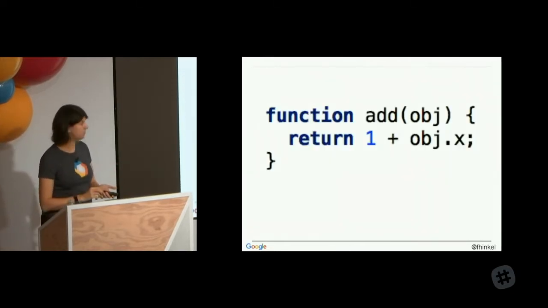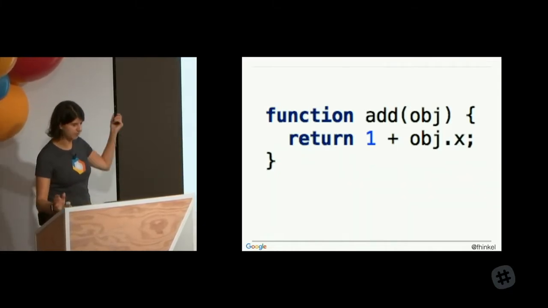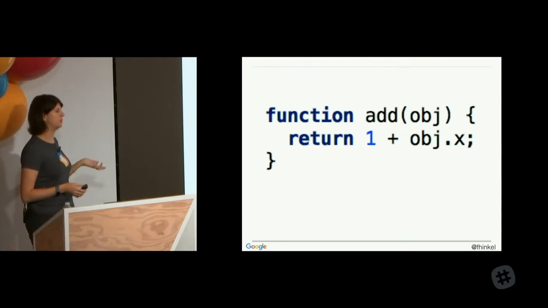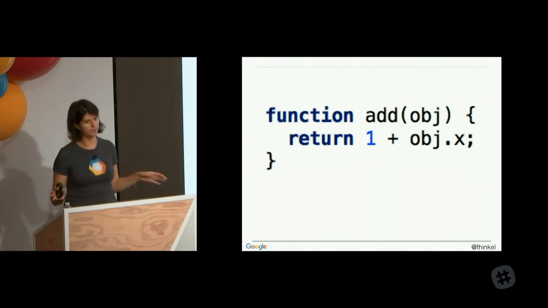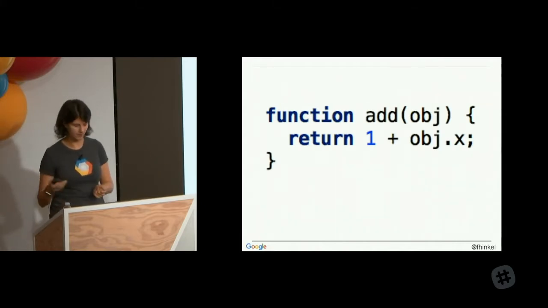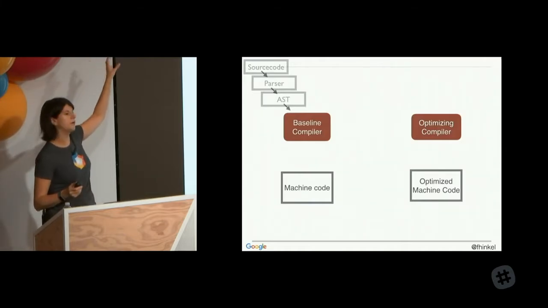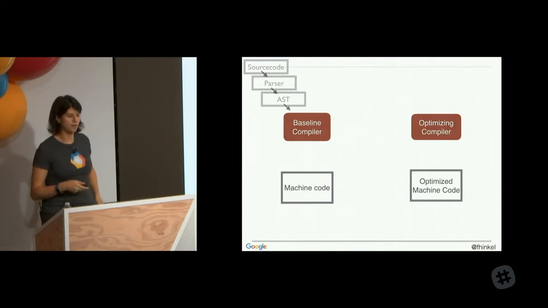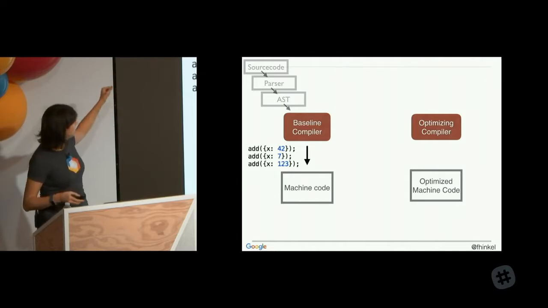All right, so that was very abstract. Let's look at this more concretely with code. So I have this really complicated function here as an example. Function add takes an object and returns 1 plus the x property of this object. Everybody clear on that function, right? Okay. So in our toolchain here, we have the source code, and then the parser turns this add function into an abstract syntax tree when we run the function. And now the baseline compiler generates machine code for this add function.